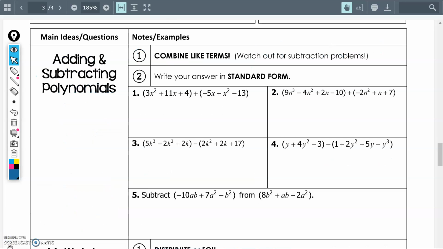The next thing we're going to talk about is adding and subtracting polynomials, which you should know how to do already. You just combine the like terms, but you keep your exponents the same. For example, and I'm going to show you number 4 because a lot of people mess up with the subtraction. Let's combine the squareds first. We have positive 4y squareds minus 2y squareds. So we're left with 2y squareds.